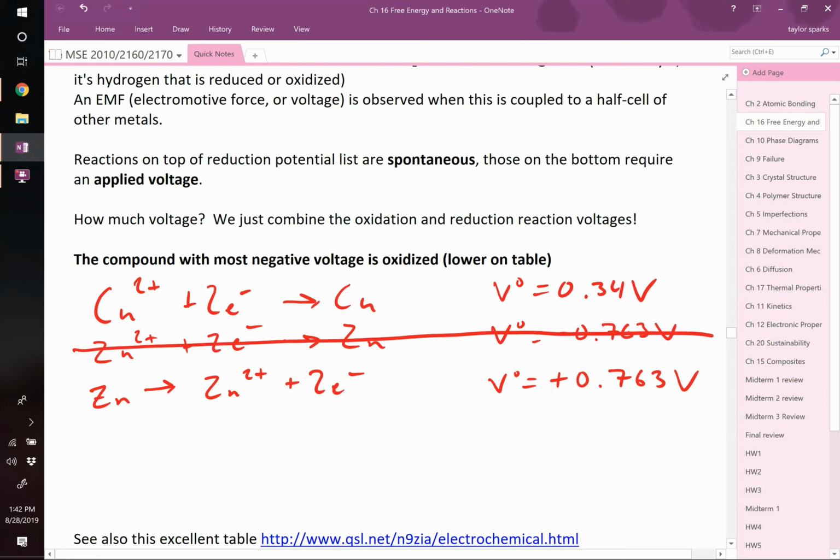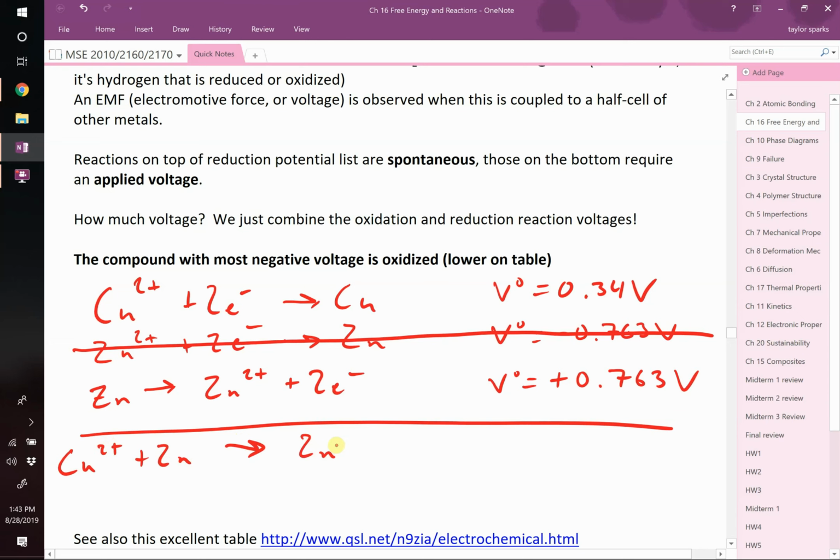Now you can add these 2 reactions, just sum them up, and the reaction becomes copper 2 plus plus zinc gives us zinc 2 plus plus copper. Okay? The electrons cancel out. In this case, the electrons cancel out. They won't always. And now we can write delta V naught equals 0.34 plus 0.763, which is 1.103 volts. So that reaction, by the way, is the exact reaction that these pennies have.